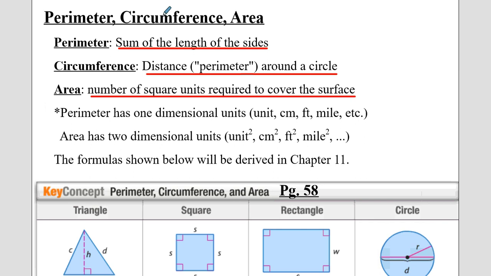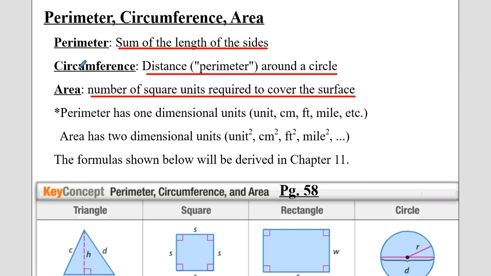Now we're going to talk about measurements for two-dimensional shapes. One of the first ways you can measure is a perimeter, which is a measurement of the outside. It's the sum of the lengths of the sides. So if you added up all of the side lengths for a polygon, that would be its perimeter.